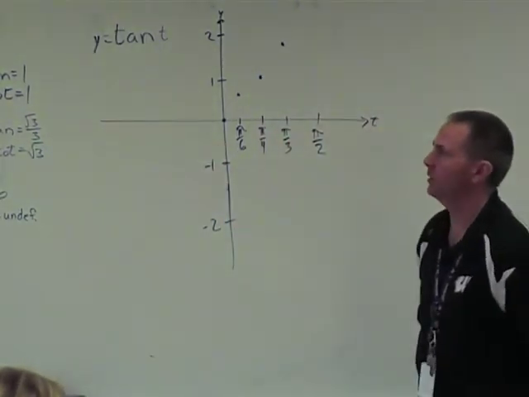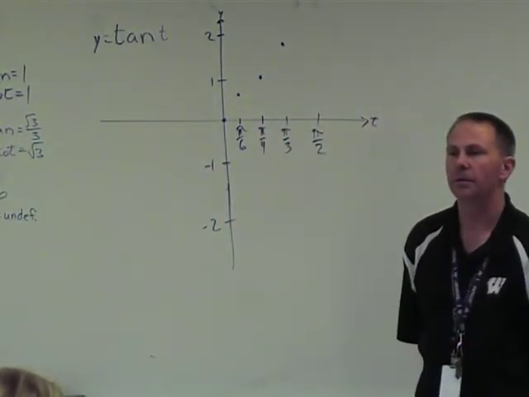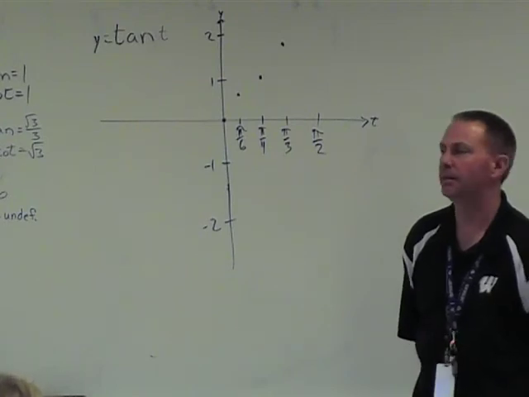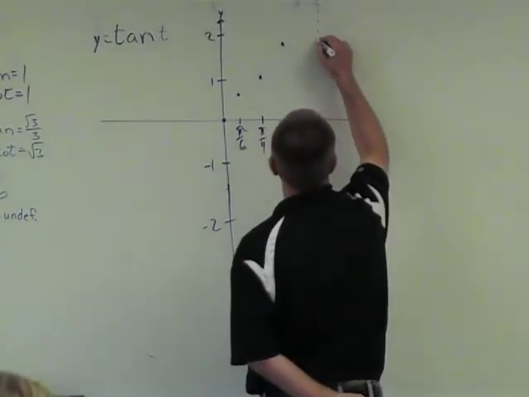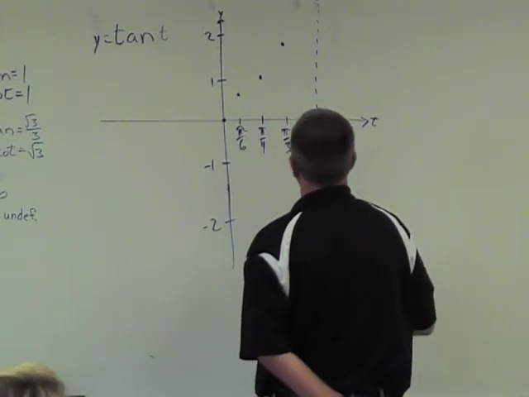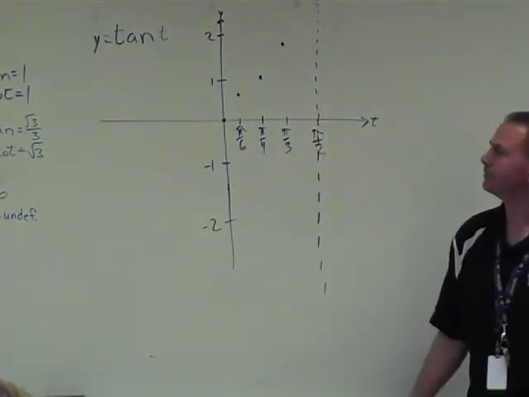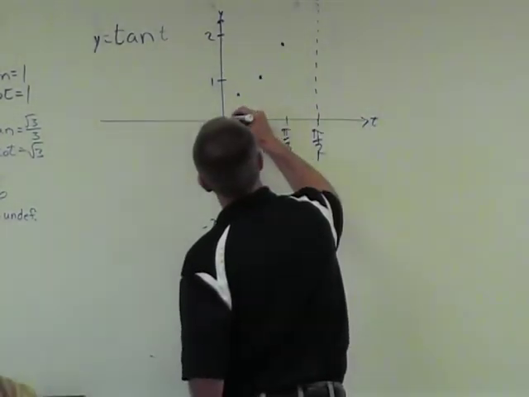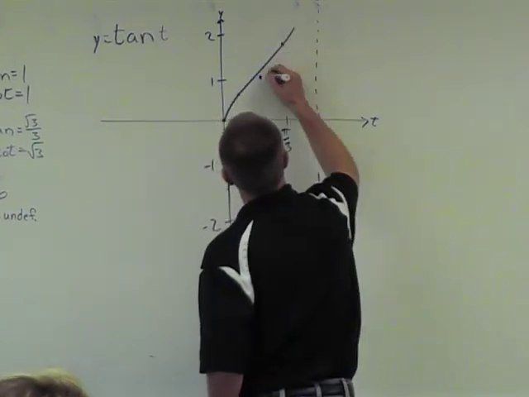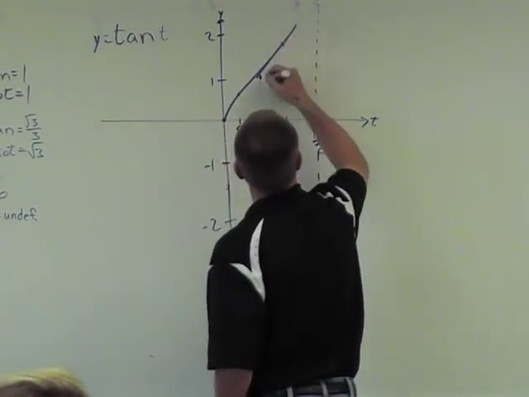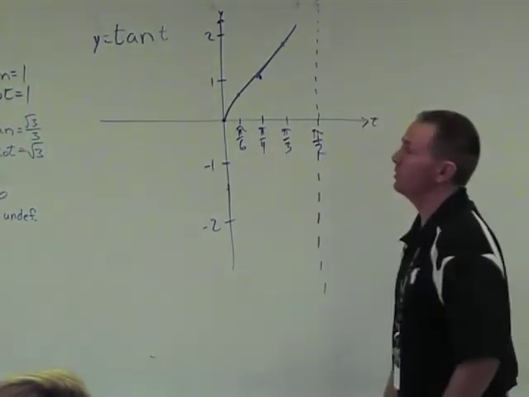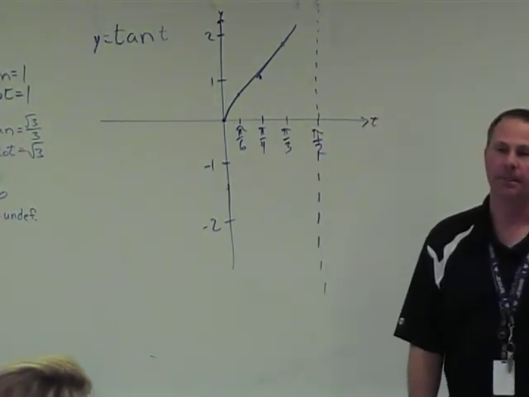What's the tangent of pi over 2? Undefined. That means we do not have a value at pi over 2. All right, well this is weird. Well, it looks like it approaches it somehow.